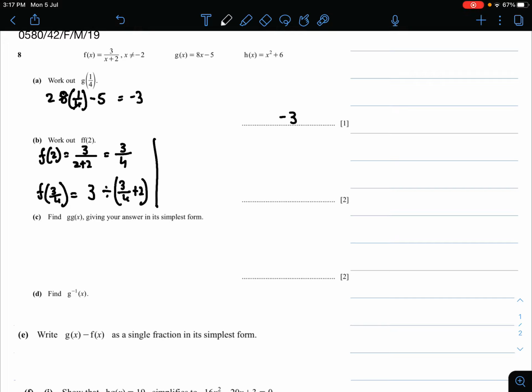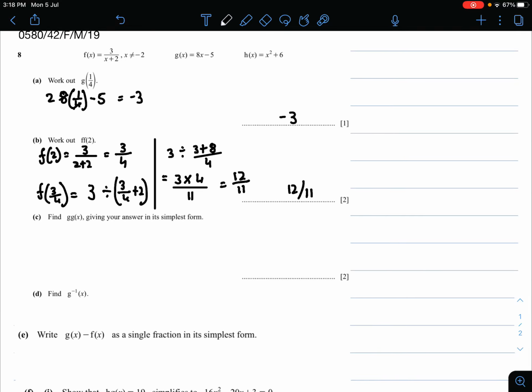So let's simplify now. If we take the LCM, we will get 3 divided by 3 plus 8 divided by 4. So 3 divided by 3 plus 8 by 4, so 3 multiplied by 4 divided by 8 plus 3, which is 11. Therefore the final answer is 12 divided by 11.